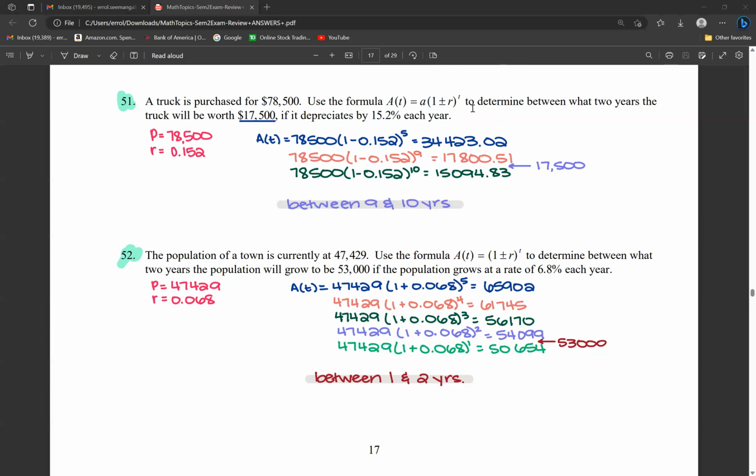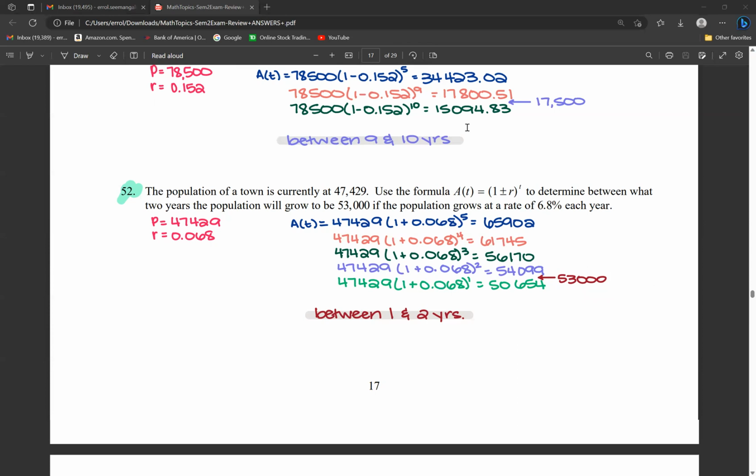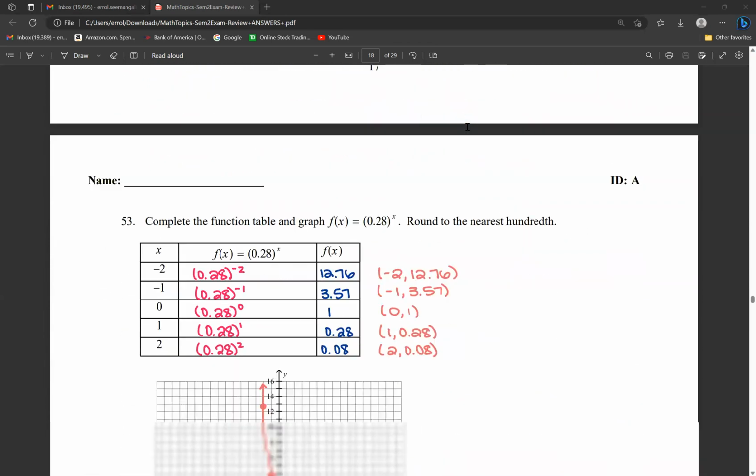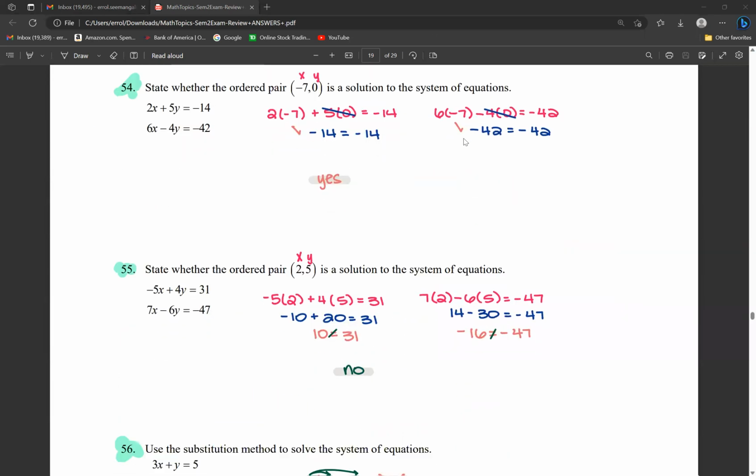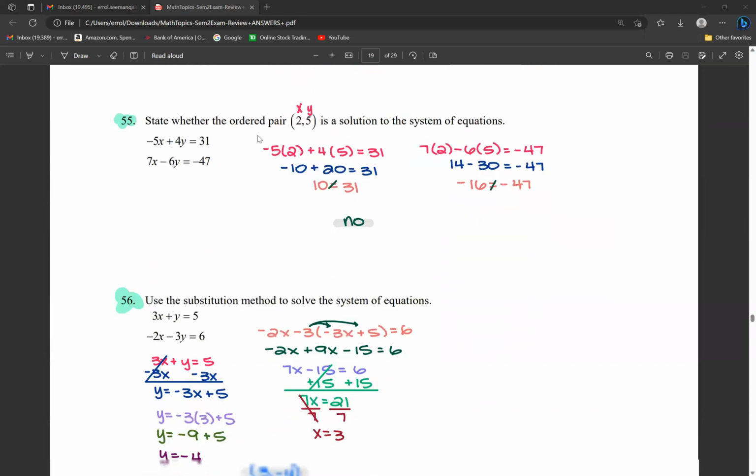Well, that's 51 and 52. Oh, no graphing. Okay. State whether the ordered pair x, y is a solution to. Okay, so how do you do? You know how to do 54, 55, and 56? I just plug in the x and y's, right? Yeah, and check that the left side equals the right side. Okay. I can do this. Yep. 54, 55, same thing.